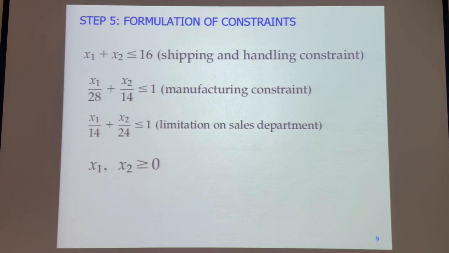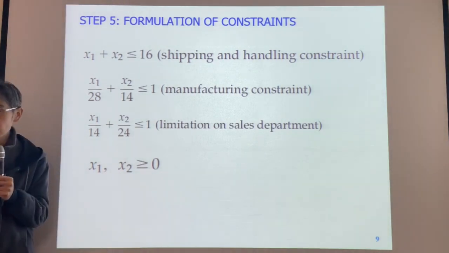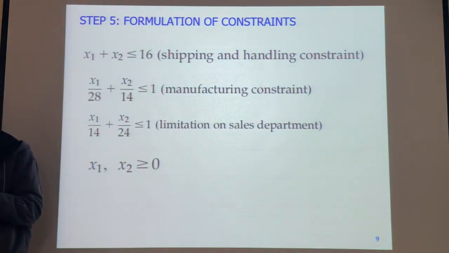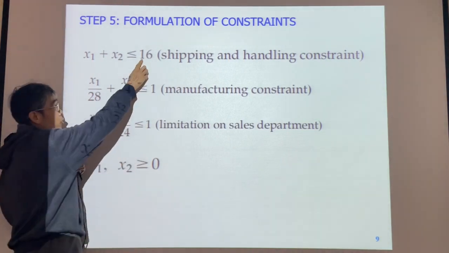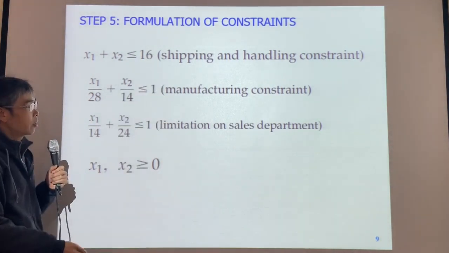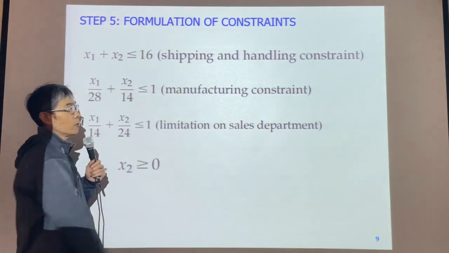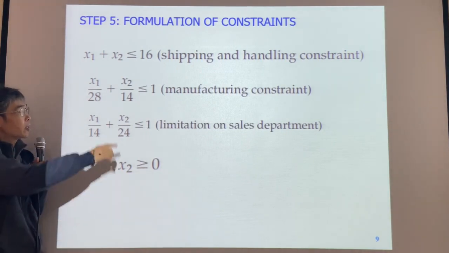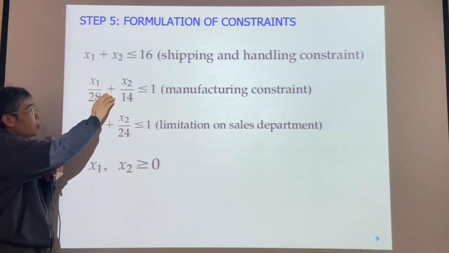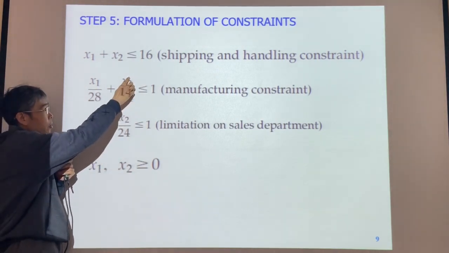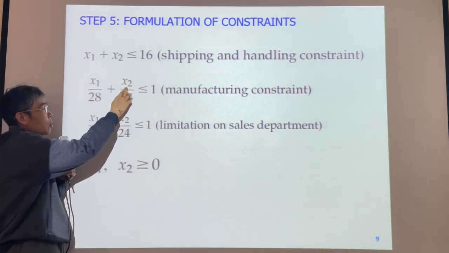Okay, then the shipping and handling constraint. Remember, the truck, the driver, each day he can ship out 16 at most. So let's say this number. Then engineering, manufacturing: per day, they can make either 28 A machines. If x1 is 28, then they cannot make any B, so x2 should be 0.